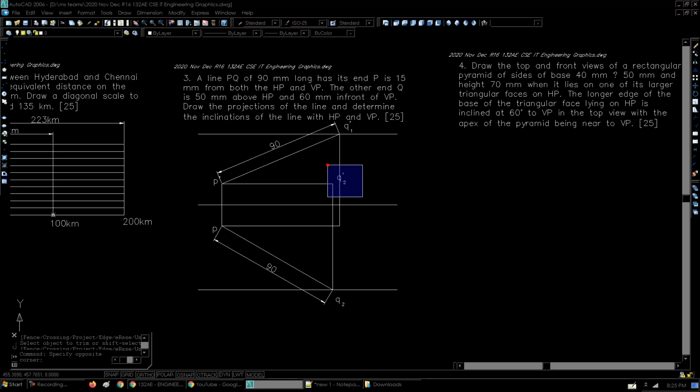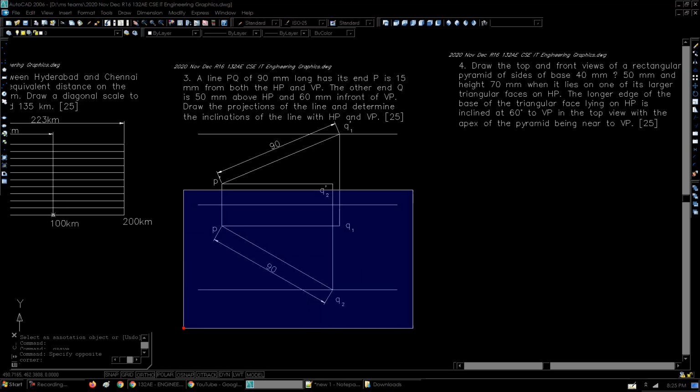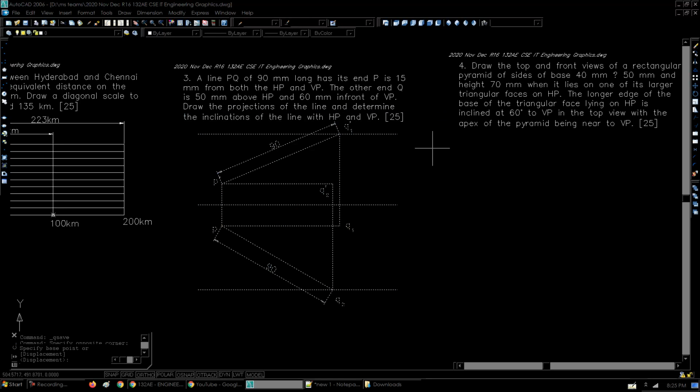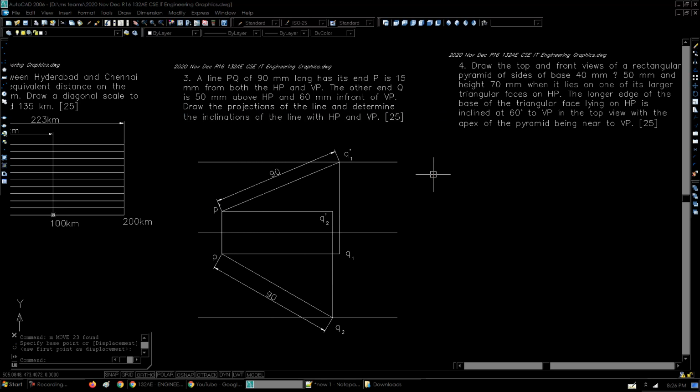So this point here is Q2 dash, and this point here is Q1, the top view of Q1 dash. So now that we have drawn the lines such that they are inclined only to HP and only to VP, we have to get a position wherein the line will be inclined to both HP as well as VP. And to do that, we will be using a circle once again.